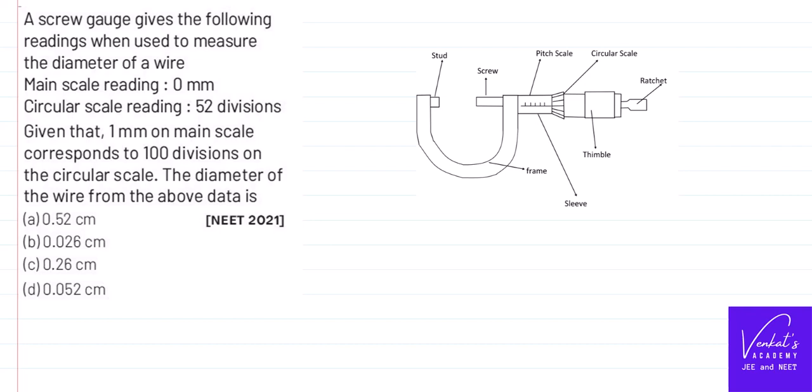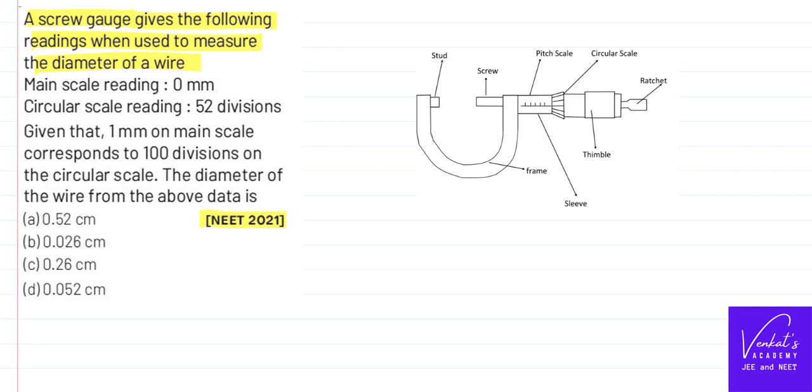Well, this is a problem that was given in NEET 2021. It's about a device called a screw gauge, which measures values accurately even for a smaller thickness. Now, let's look at the problem. Let's see what is given for you. A screw gauge gives the following readings when used to measure the diameter of a wire.